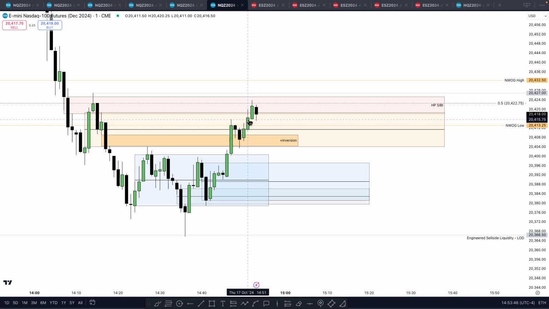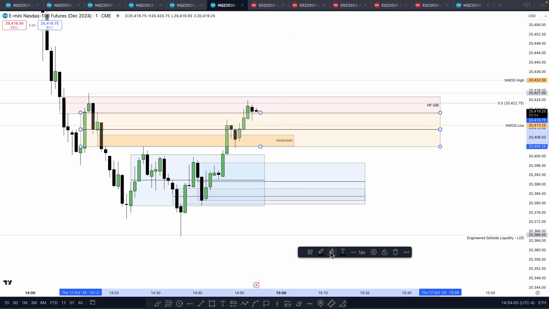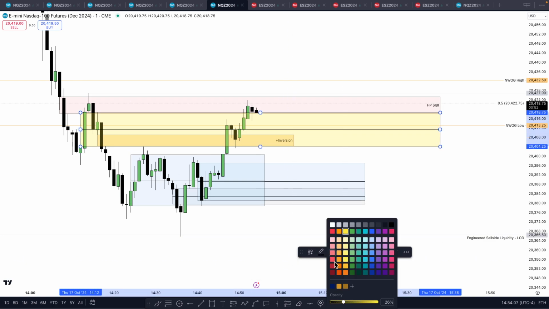So you'd want to see this BISI take us higher. That's what I would want to see. To that high. We already delivered to this BISI. This is a reclaimed fair value gap. So what do we want to see? We're applying that kind of two-chance logic to this inefficiency. Let's change its color again to make it super clear.